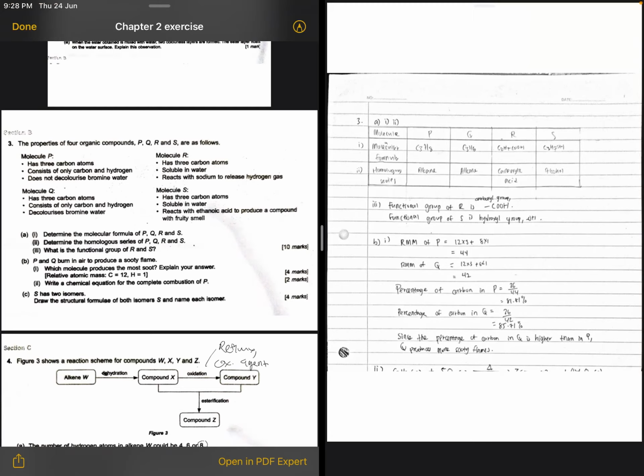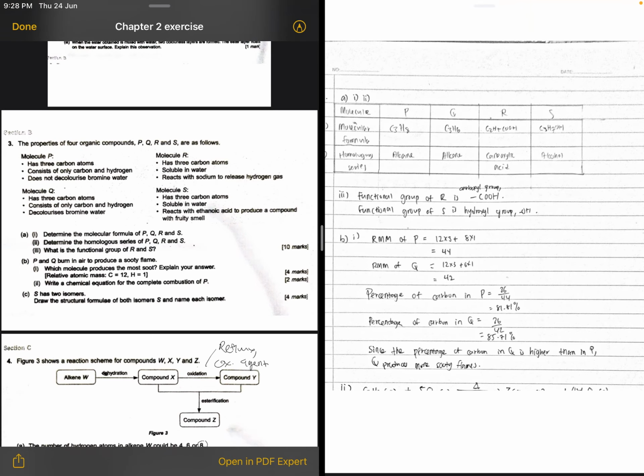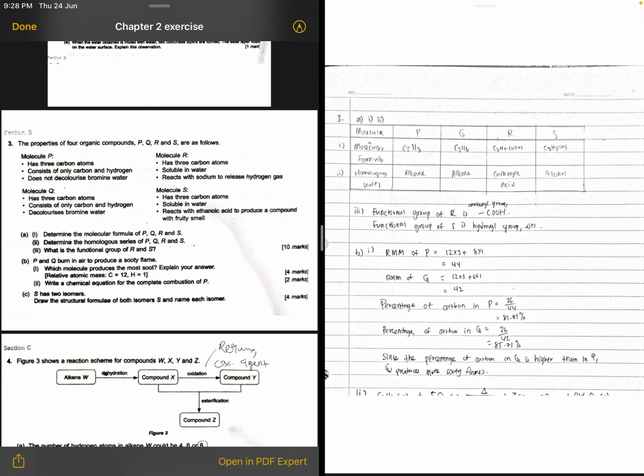So how do you do that? We need to use not concentration, percentage. You can see here that with my very bad handwriting, it's still readable. I accidentally cut off number B, 2, and C, but don't worry, I know what the answers are. I'll go with question 3A first. 3A1 is determine the molecular formula of P, Q, R, and S. 3A2 is determine the homologous series, and 3A3, what is the functional group?